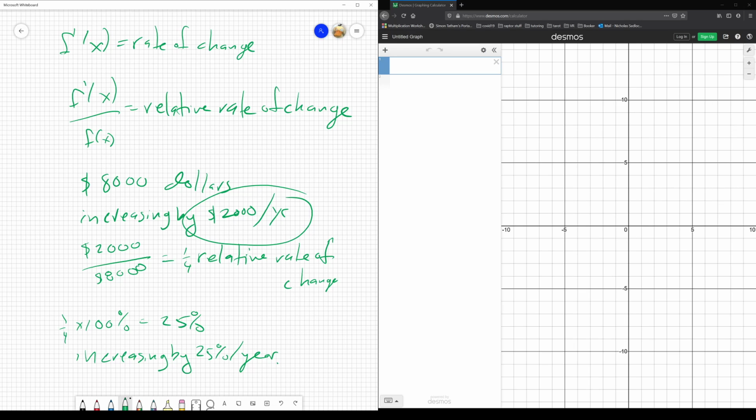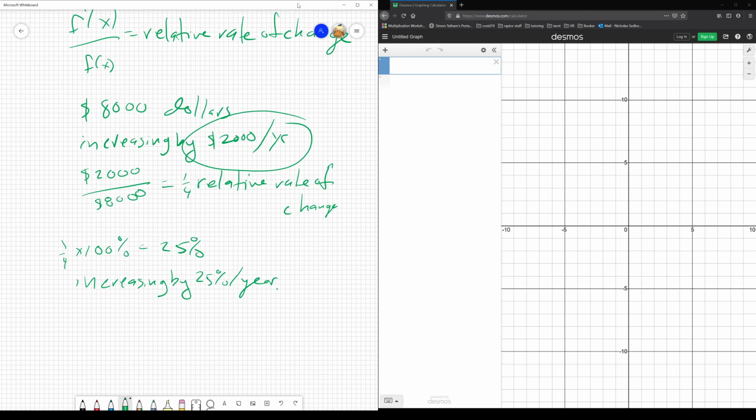But then the next year, you've got a $2,000 increase, but you have $10,000. So that's 1/5, which is the same thing as 20%.